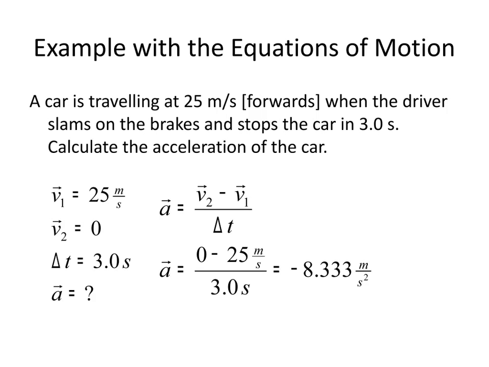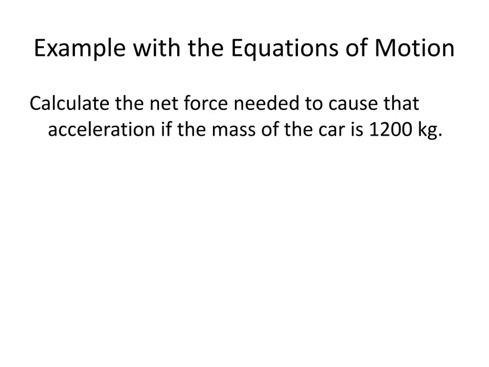If we use our acceleration equation from the 5 equations of motion, we can substitute the values in that we have, and we get an acceleration of negative 8.33 meters per second squared. Keep that in mind, because remember that Newton's second law tells us that net force has to have the same direction as acceleration. So our acceleration is 8.3 meters per second squared backwards. That's what the negative means. In this case, it means that it's backwards. Of course, that makes sense because the car is slowing down.